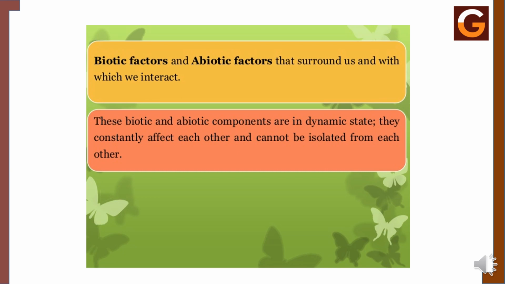So these components are in a dynamic state. That means it is in an active state such that any slightest change can affect each other. If there is a change in the biotic factor, it can affect the abiotic factor and vice versa. And it also means that we cannot isolate one factor from the other as it is interdependent.